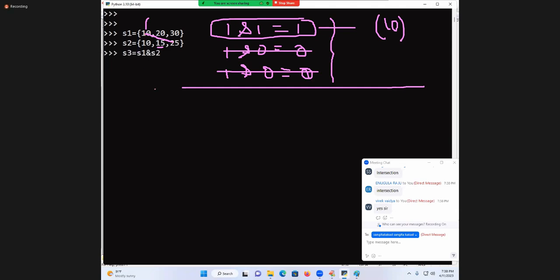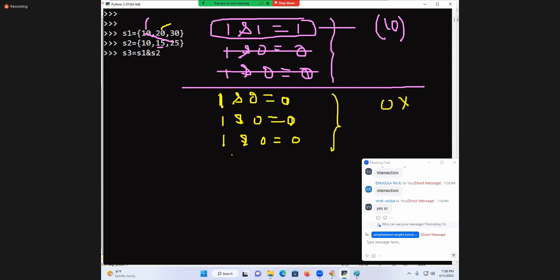Second iteration starts. What is the second iteration? 20. Quickly, students. 1 with 0. What is that? 0. Next, 1 and 0. Next, 1 and 0. Out of this, nothing is marked for selection. Understand, guys? Next, I am going to take one more thing, students. Come on now. 30 I am talking. 1 and 0. That is 30 and 10. 0.